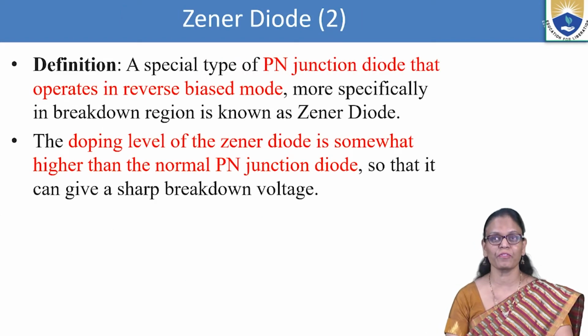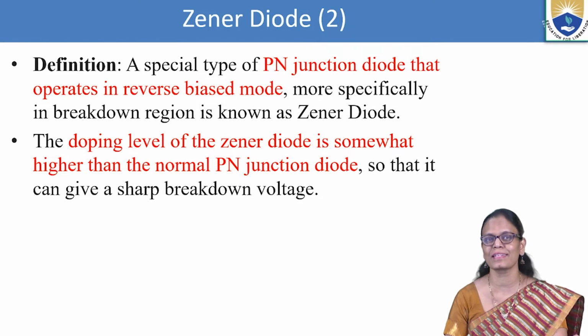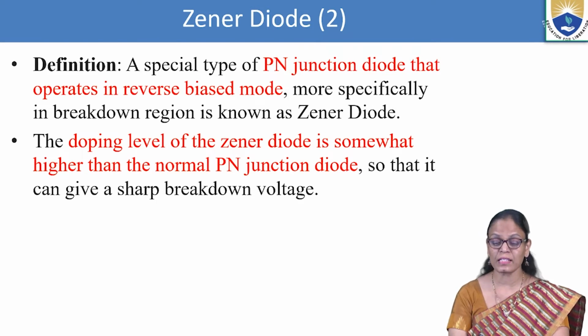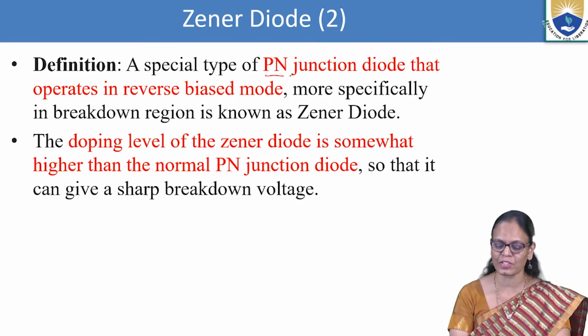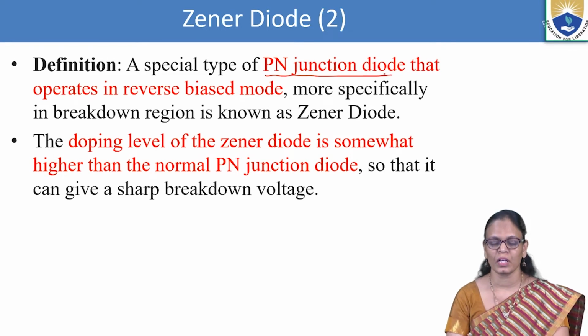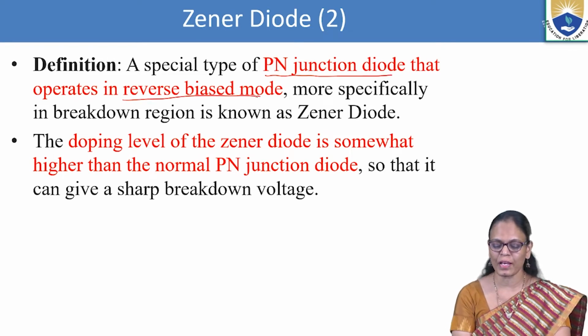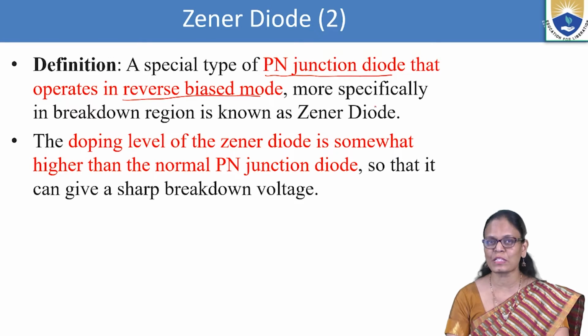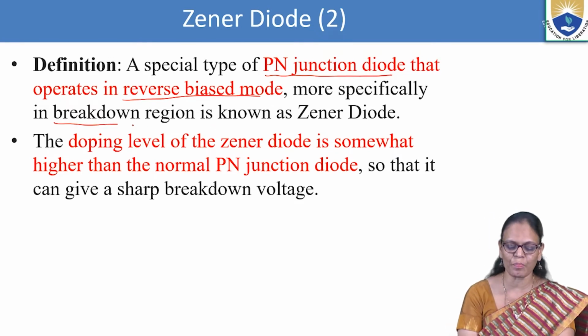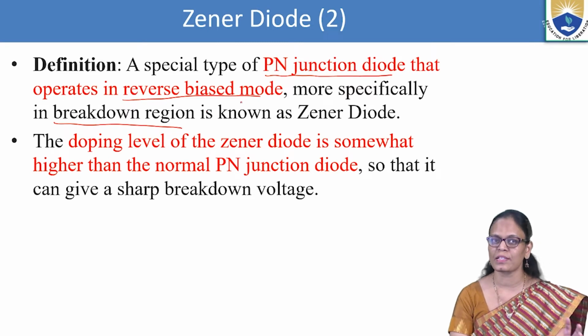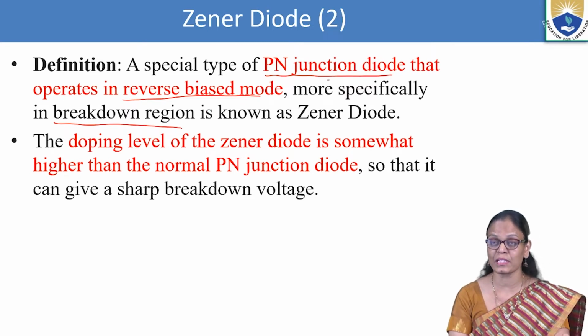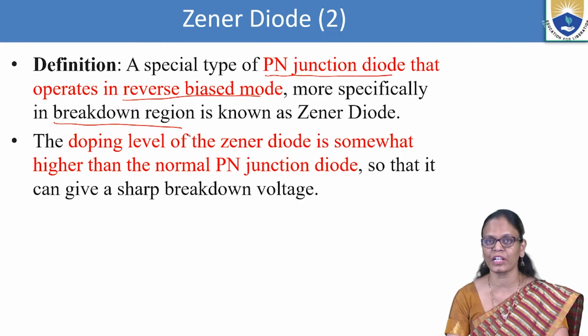So coming to the definition of what a Zener Diode is. It is a special type of PN junction diode that operates in reverse bias, and more specifically in the breakdown region. So these 3 points are very important. A Zener diode is nothing but a PN junction diode, but it is specially designed to operate in the breakdown region in reverse bias mode.